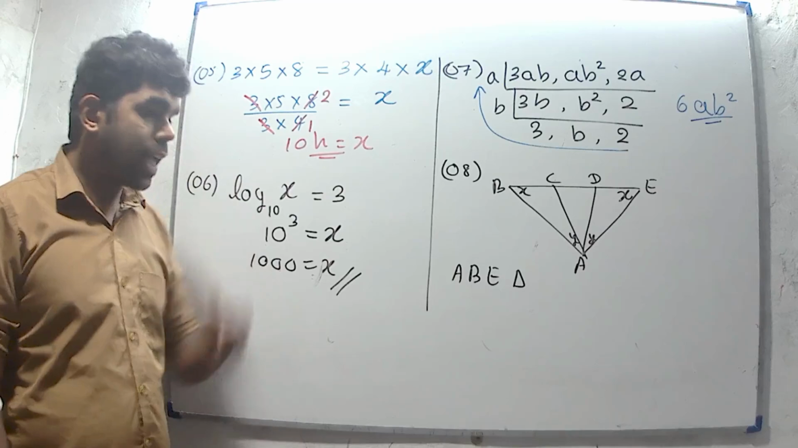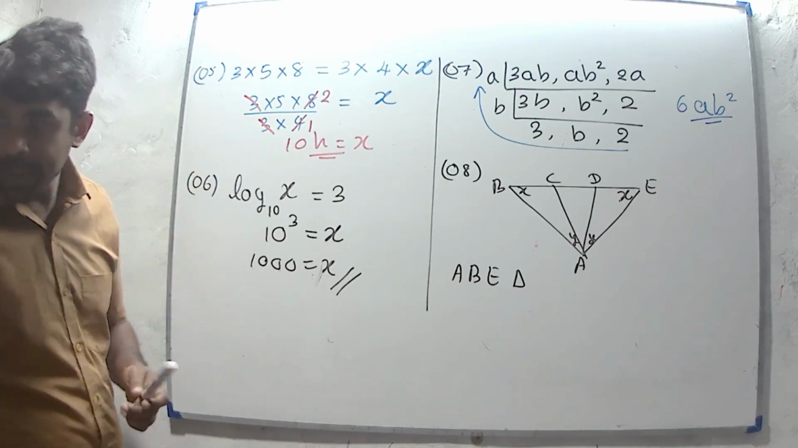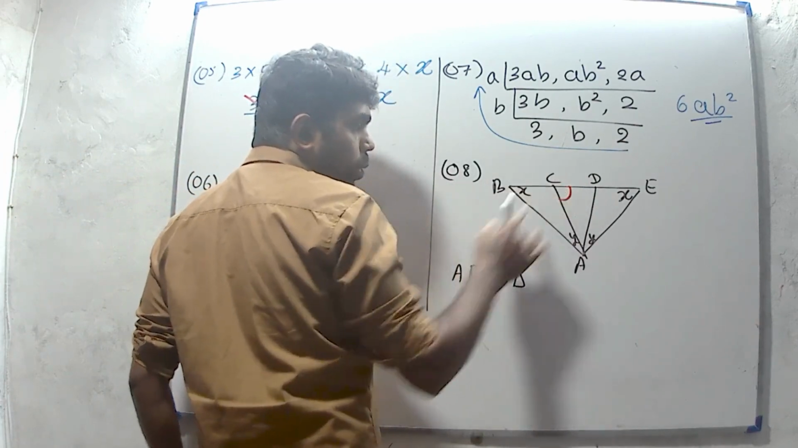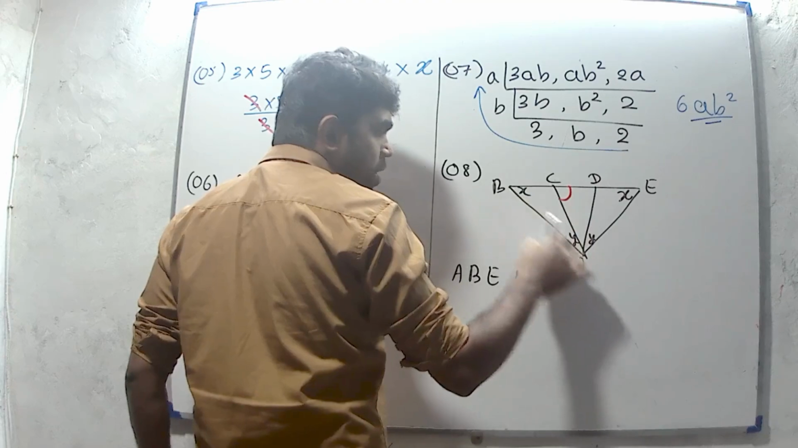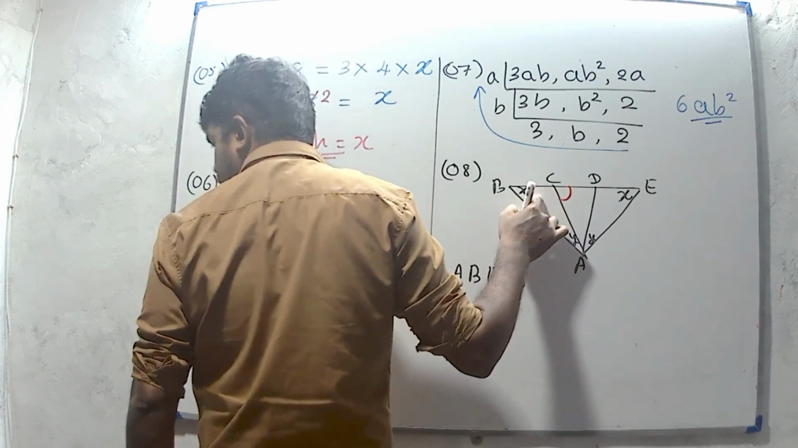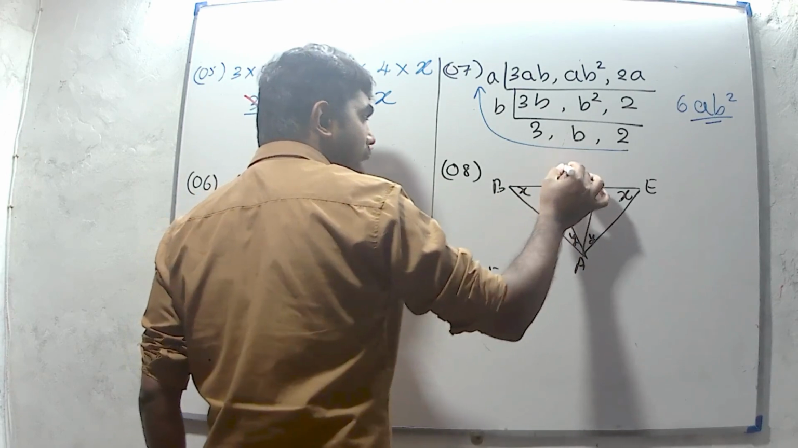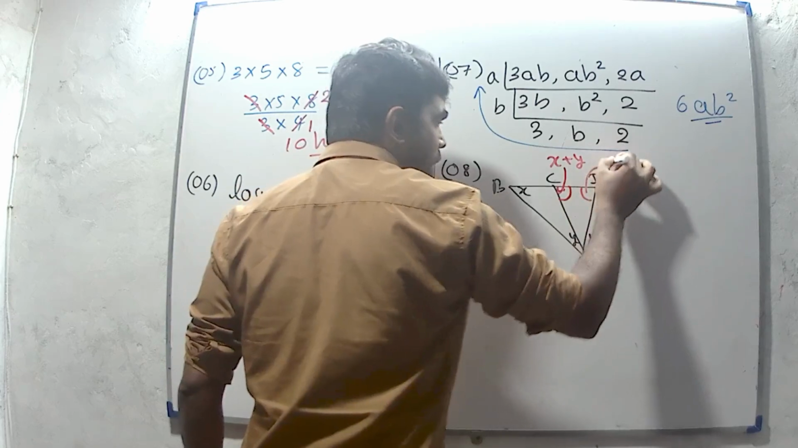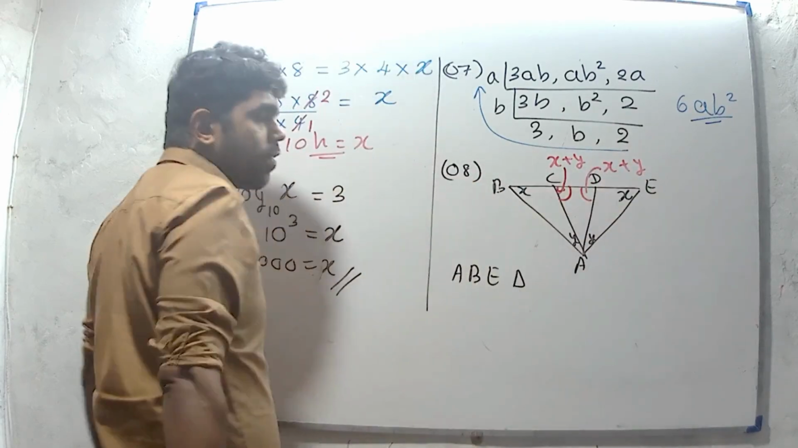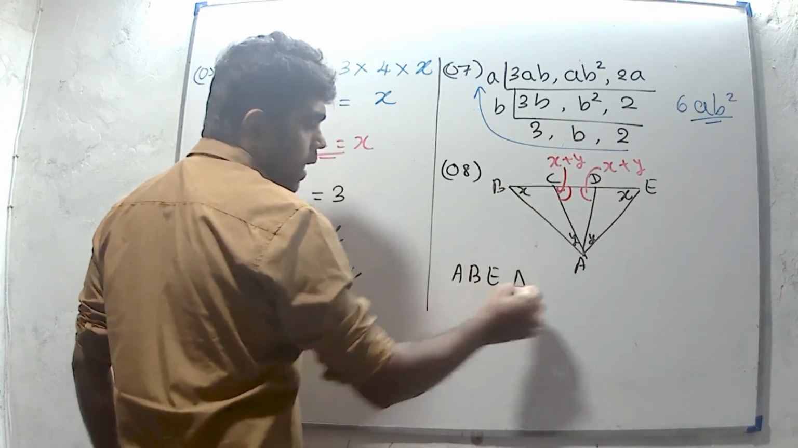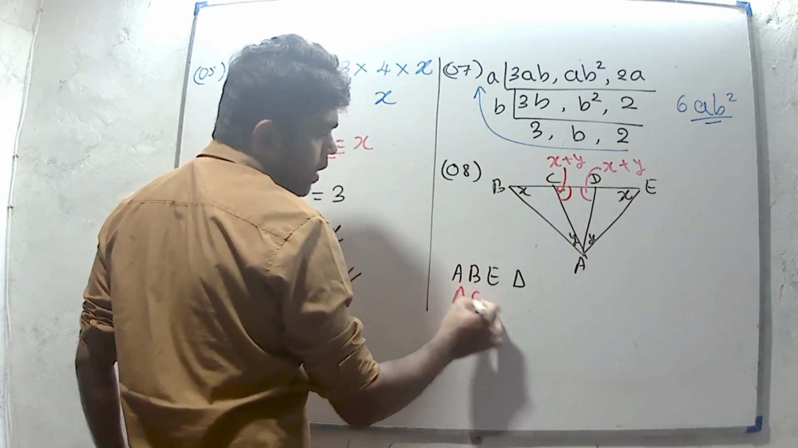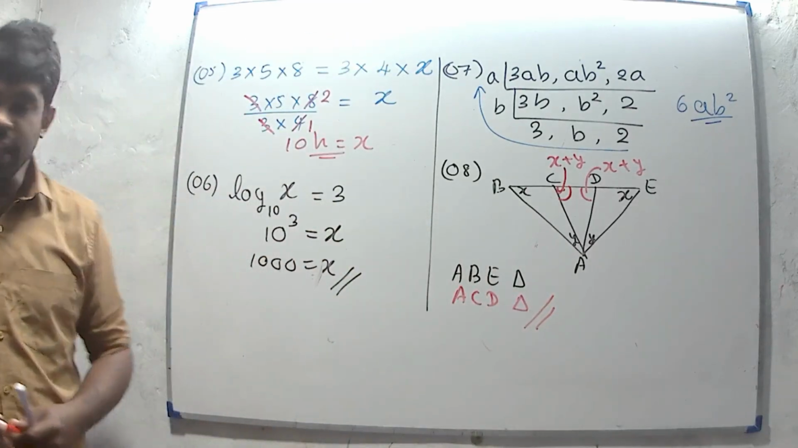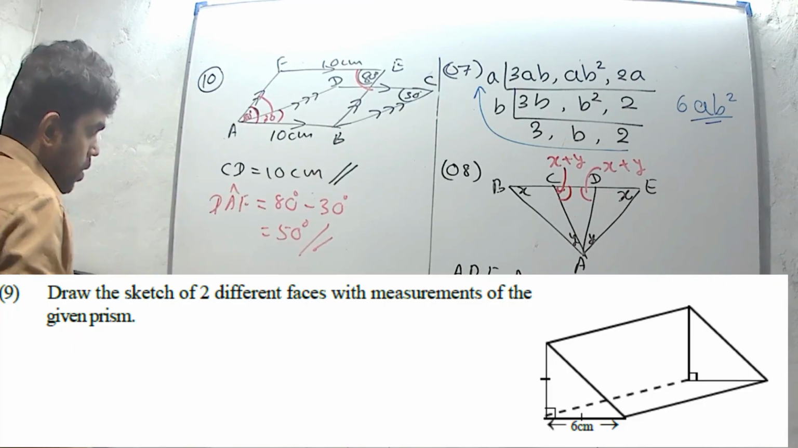Now we have to get another triangle. Then getting another triangle, we can find this angle. It is the exterior angle of this triangle. The exterior angle is equal to the sum of the interior opposite angles. Then this angle is x plus y. This angle also is x plus y. Now there are two equal angles for this small triangle. Then ACD is an isosceles triangle. Now 9.